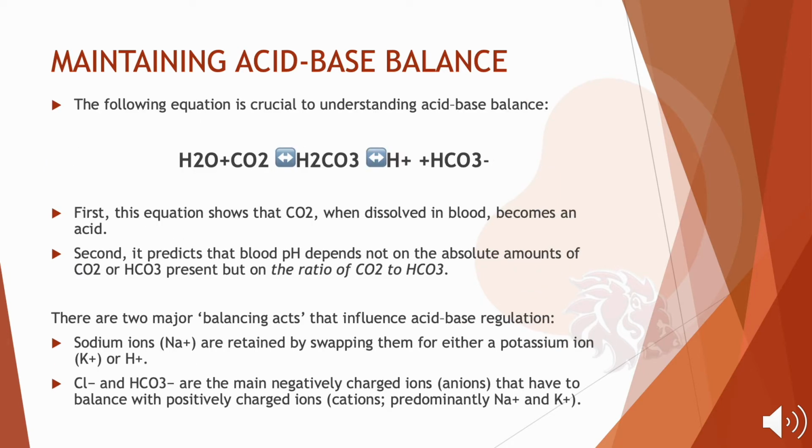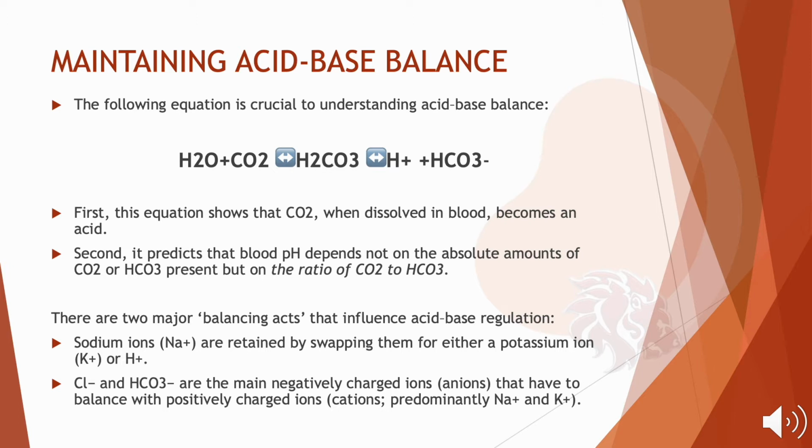The following equation is crucial to understanding acid-base balance. Water plus carbon dioxide will give off carbonic acid, which eventually dissociates to hydrogen ion and bicarbonate. First, this equation shows that carbon dioxide, when dissolved in blood, becomes an acid. The more carbon dioxide added to blood, the more carbonic acid is produced, which dissociates to release free hydrogen ions. Second, it predicts that blood pH depends not on the absolute amounts of carbon dioxide or bicarbonate present, but on the ratio of carbon dioxide to bicarbonate.